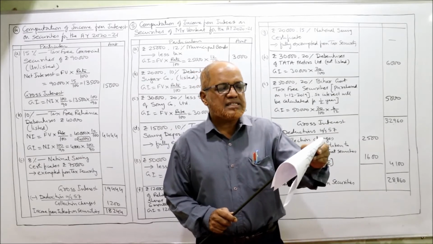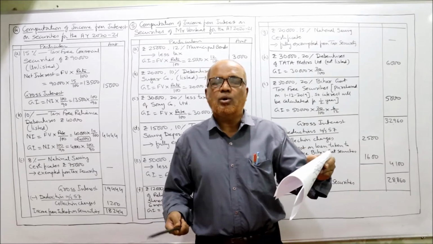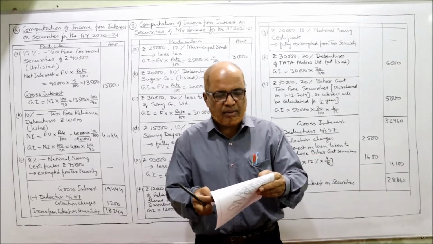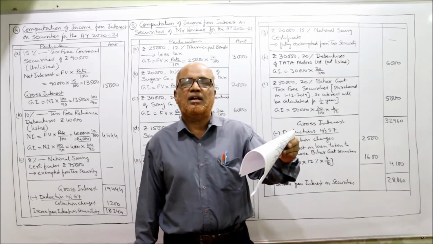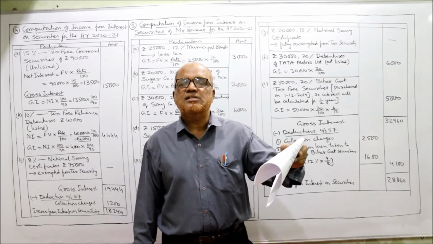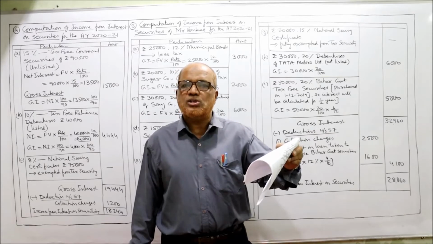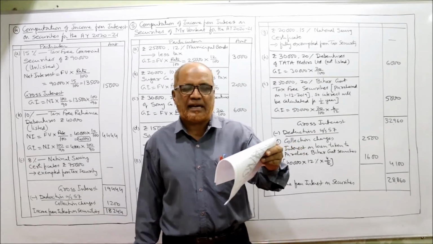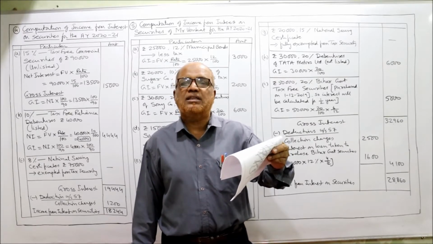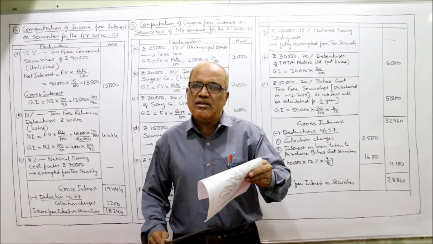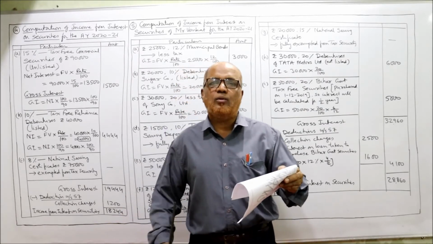30,000, 20% less tax debentures of Sony Company Limited. Directly it is given less tax. So only one step, GI is equal to face value into rate by 100. Then 15,000, 10% treasury saving deposit certificate. This is a fully exempted from tax security. Treasury saving deposit certificate is fully exempted from tax security. Then 50,000, 20% AP government loan, Andhra Pradesh government loan. It is less tax. Nothing is given, so it is a less tax. One step. GI is equal to face value into rate by 100.